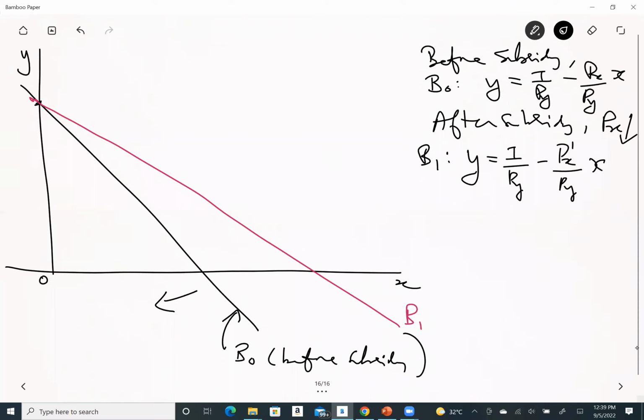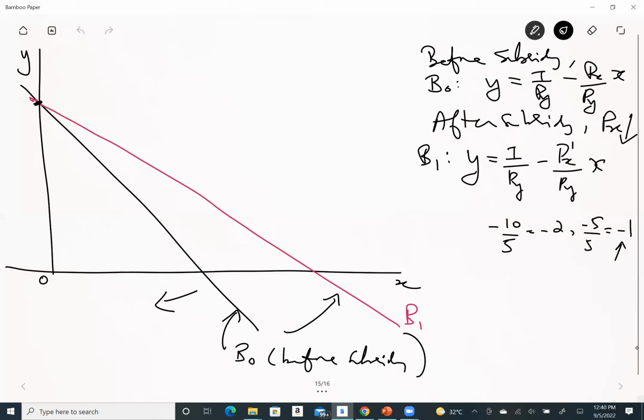So I over PY, no change. PX reduces. So PX over PY now becomes smaller. Okay, so becoming smaller will mean what? The line will be flatter. For example, think about the earlier one, -10 over 5. I have -2. Now, let's say the price of X goes down to 5. So now you have -5 over 5. That becomes -1. So smaller, flatter. So it moves to the right. Okay? All right, good.